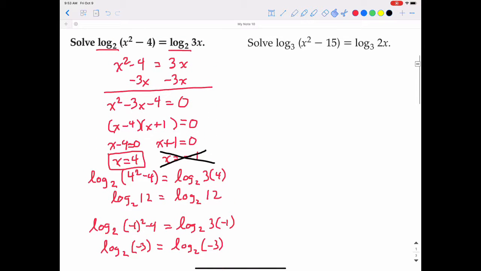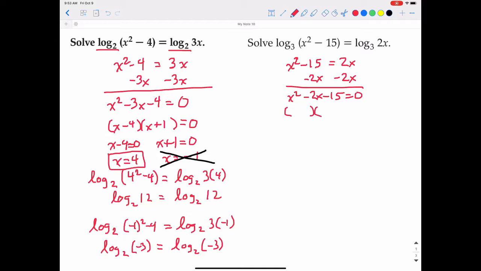So this one is similar to the other one. Log base 3 of x squared minus 15 equals log base 3 of 2x. Since they are both logs of the same base, we can just set those parts equal to each other. So x squared minus 15 should equal 2x. And it is also a quadratic equation, so I will set it equal to 0. So x squared minus 2x minus 15 equals 0.